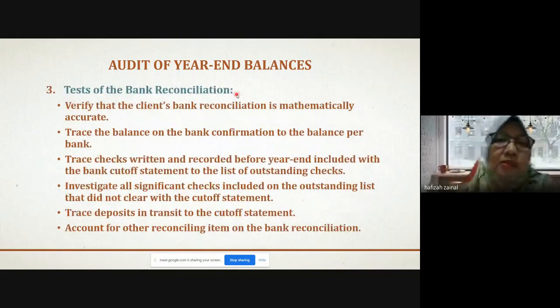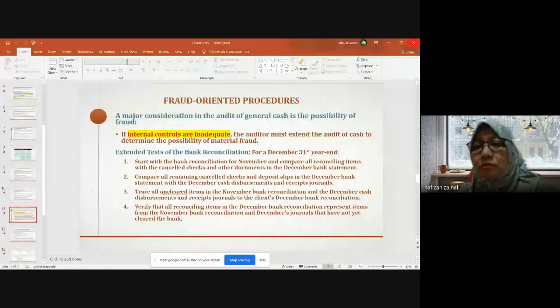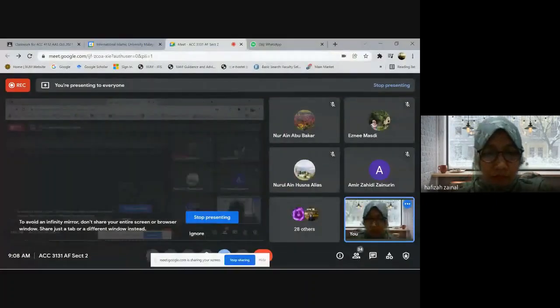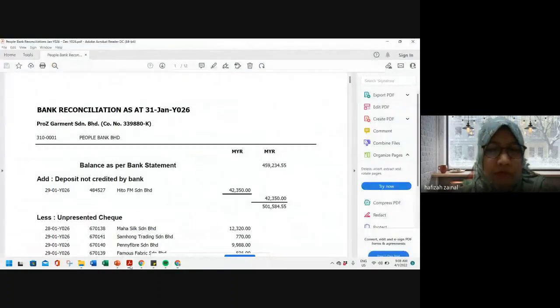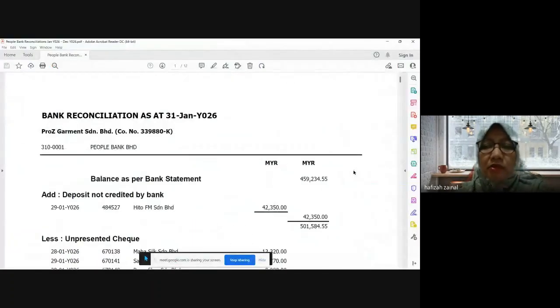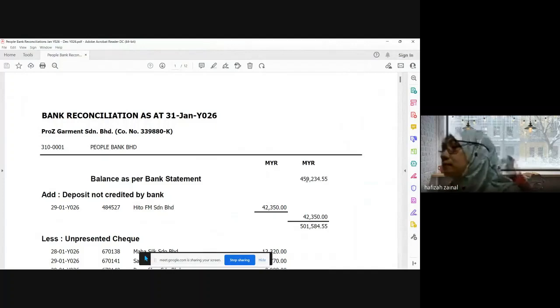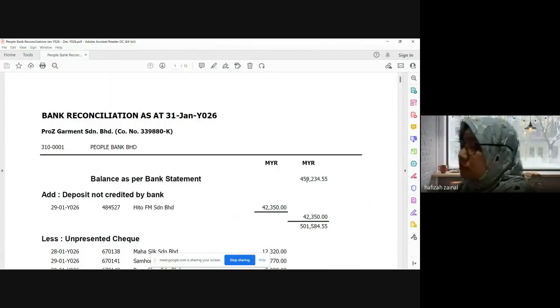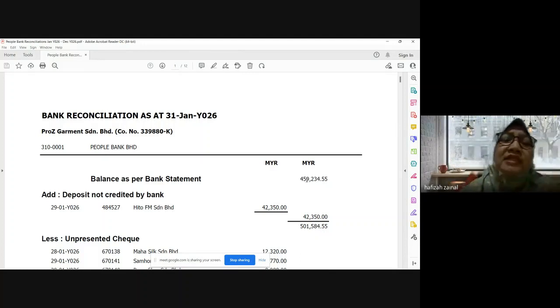The next one is the bank reconciliation. Let me show it to you. These are the bank reconciliation. Can you all see my PDF on the screen? Yes, madam. Okay, this is the bank reconciliation.